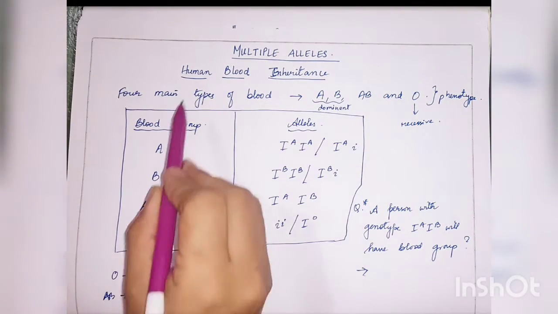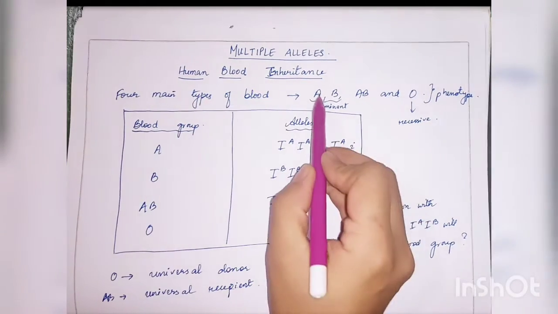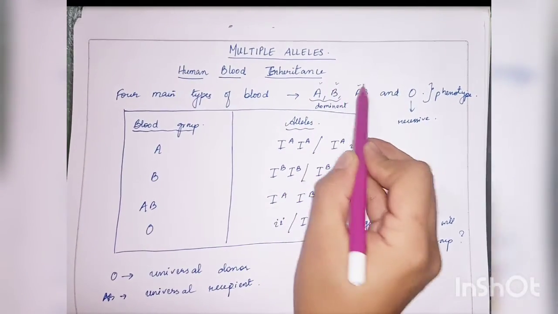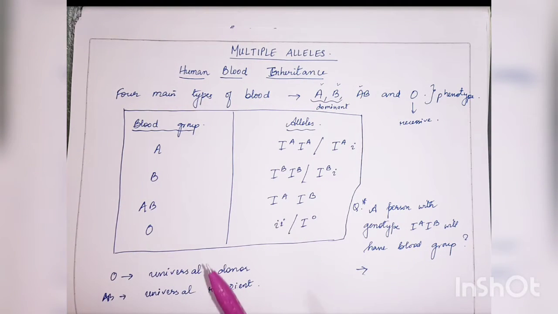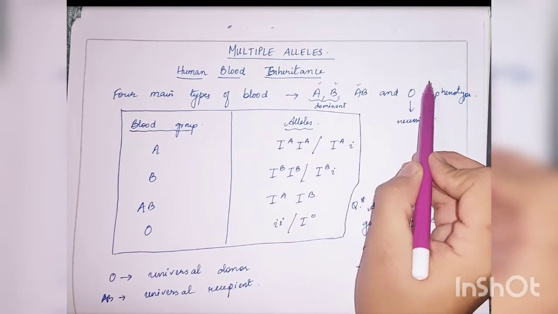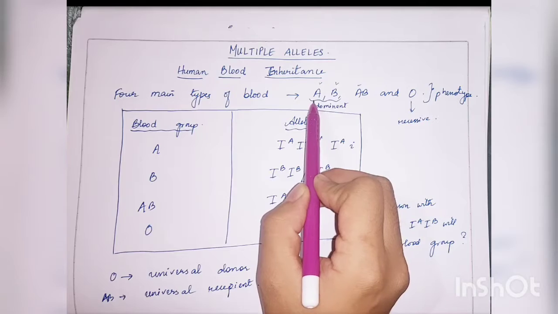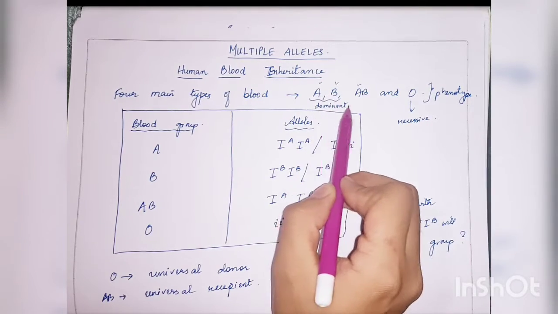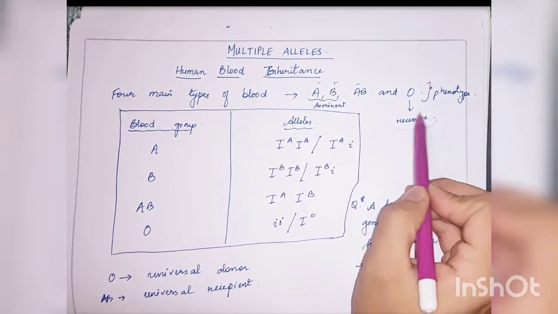So in the blood group we know that there are 4 main types of blood, that is A, B, AB and O, right? So these are the 4 main types of blood. And this A, B, AB and O is the phenotype, okay? These are the phenotypes, and blood group A and B are dominant, and blood group O acts as recessive.